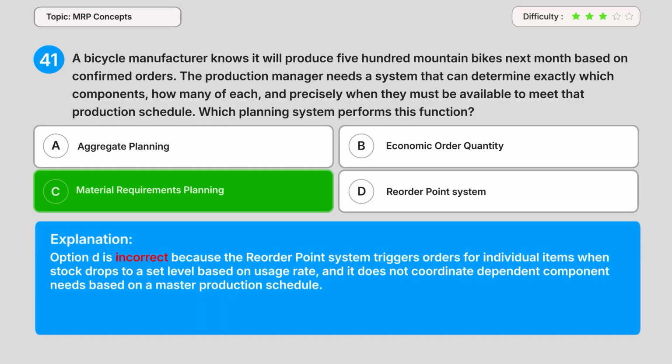Option D is incorrect because the reorder point system triggers orders for individual items when stock drops to a set level based on usage rate, and it does not coordinate dependent component needs based on a master production schedule.